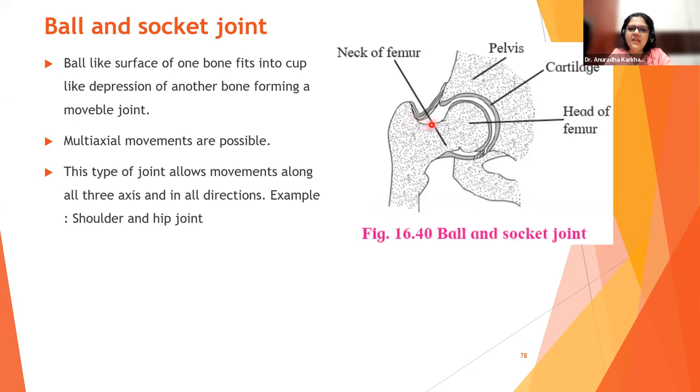So you can see the neck of the femur. This is going to be the pelvis. This is the cartilage, head of the femur. And here you can see this synovial cavity very clearly. Correct? This is called as your ball and socket joint.